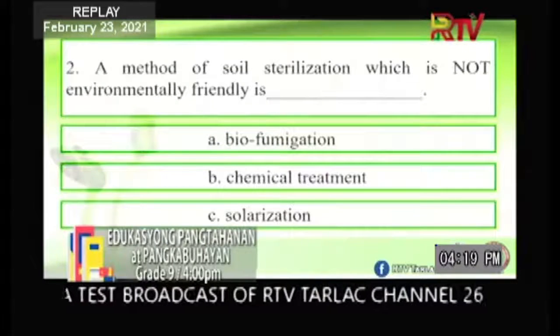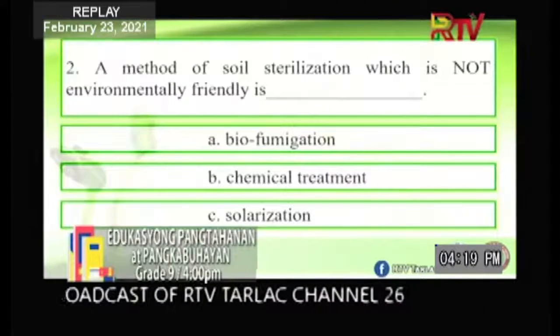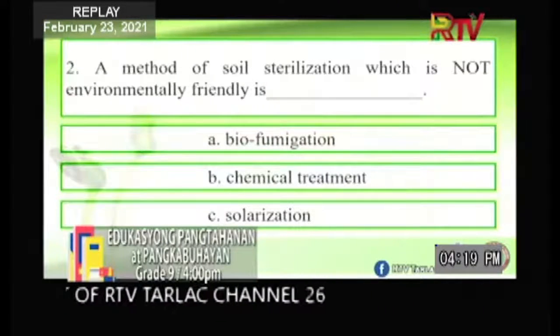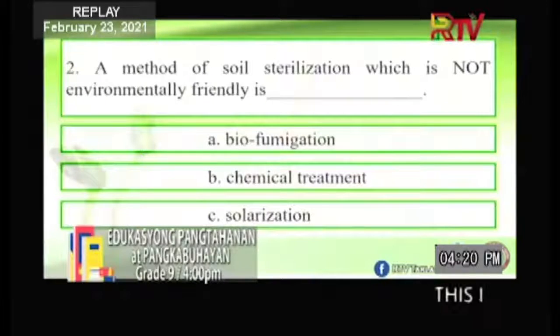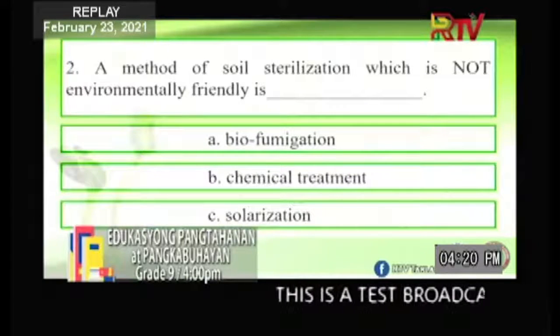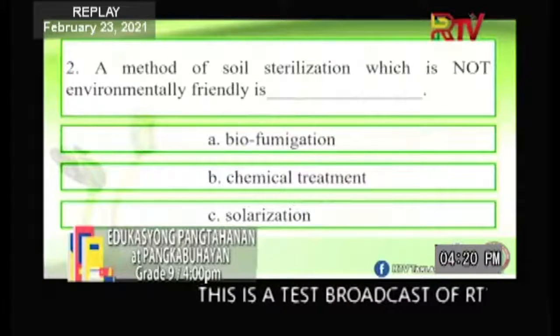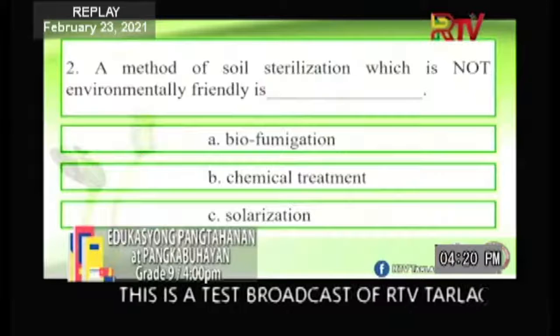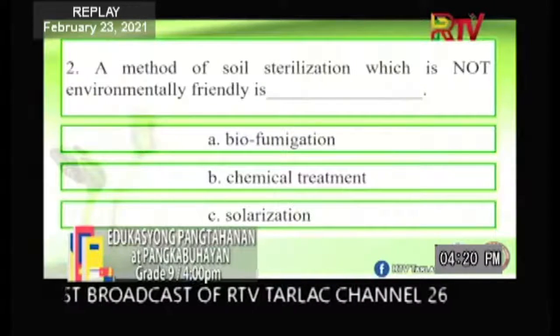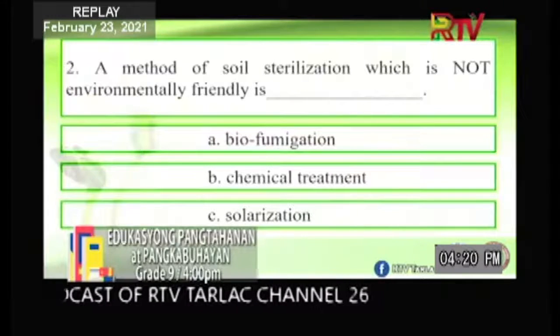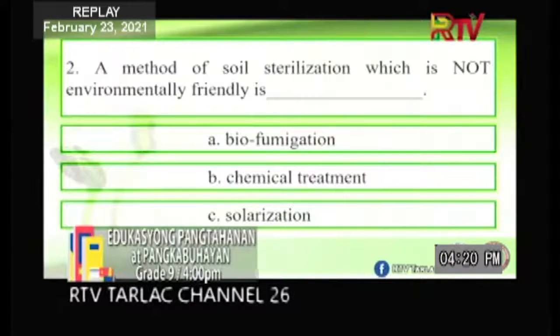Number two, a method of soil sterilization which is not environmentally friendly is blank. A. Biofumigation. B. Chemical treatment. C. Solarization. A method of soil sterilization which is not environmentally friendly is blank. A. Biofumigation. B. Chemical treatment. C. Solarization.